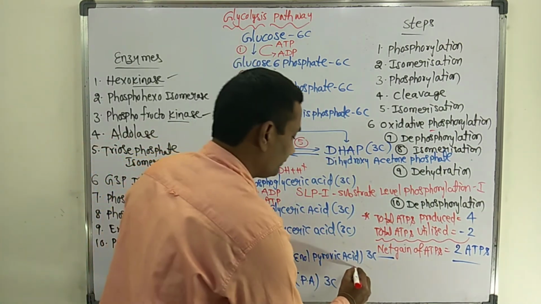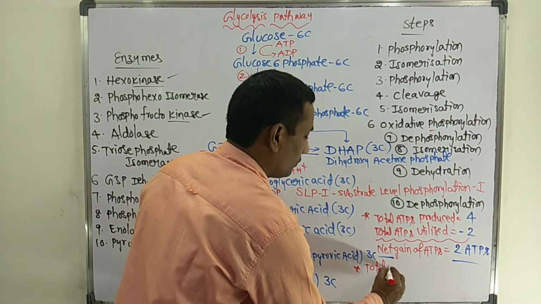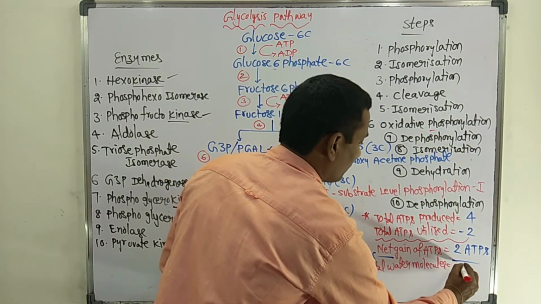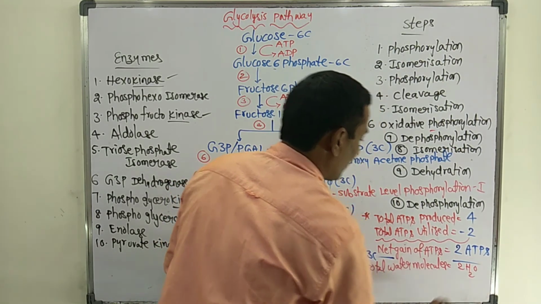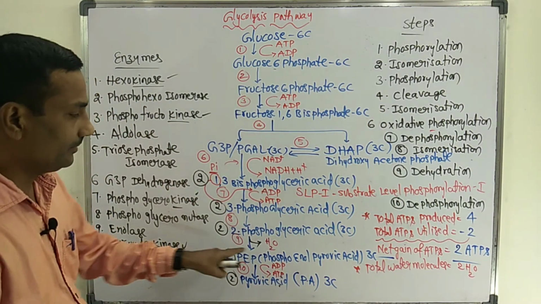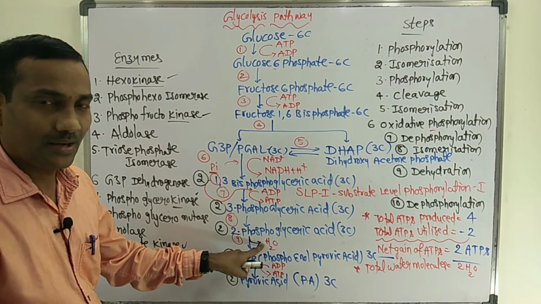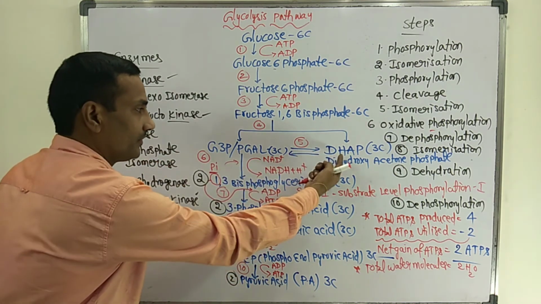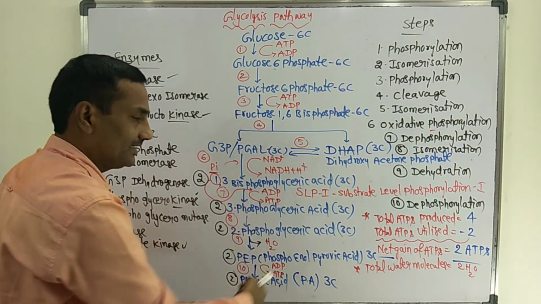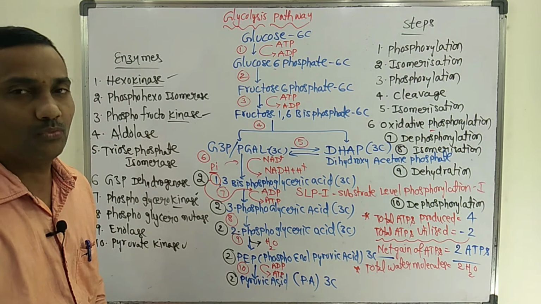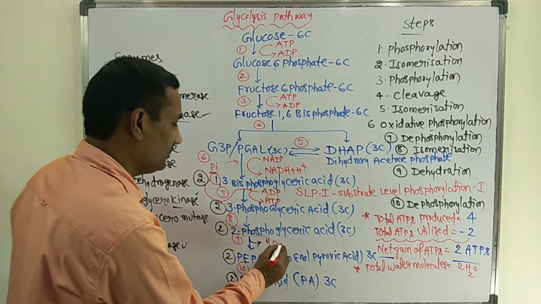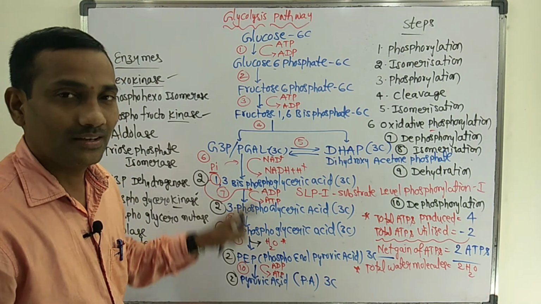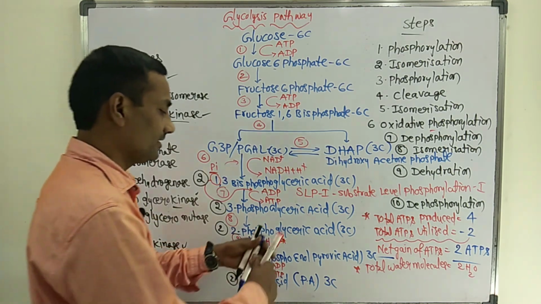Next, total water molecules produced in this process: 2 water molecules are produced. At the 9th step, for 1 G3P entering the pathway, 1 water molecule is produced. Like this, DHAP enters again and the process continues, again one more water molecule. So 2 water molecules are produced. That is metabolic water that is also produced during glycolysis, at the 9th step.